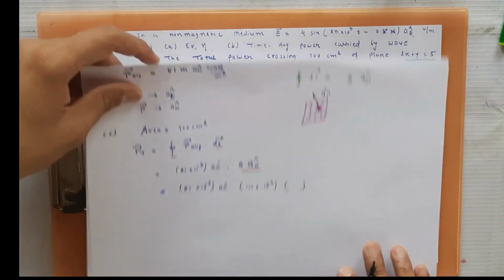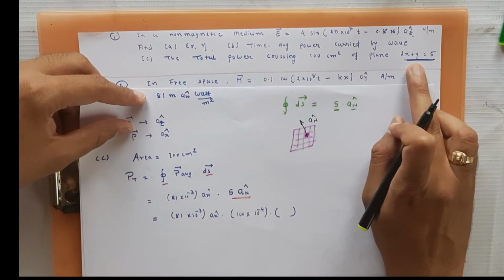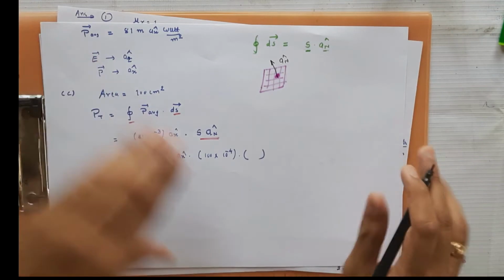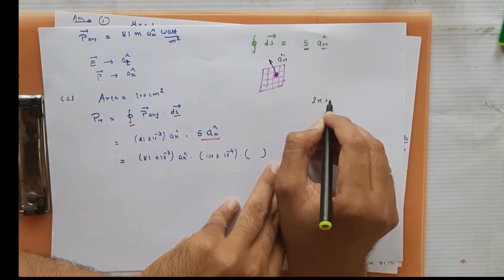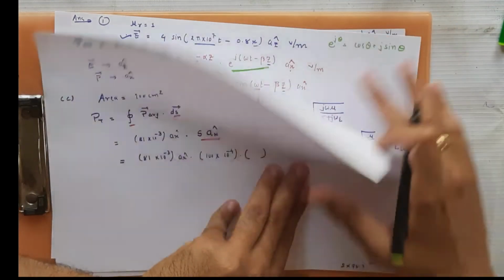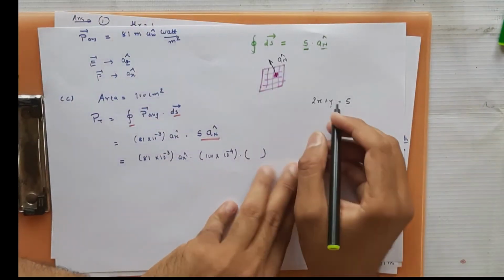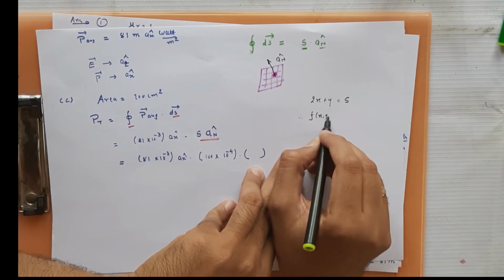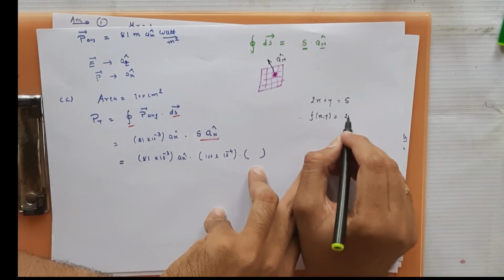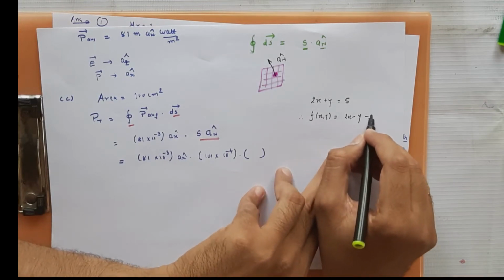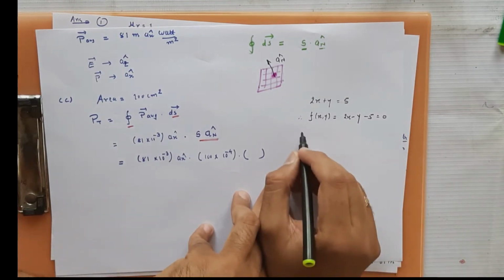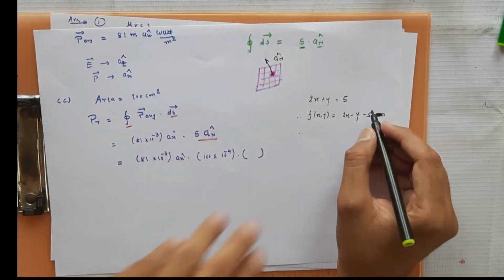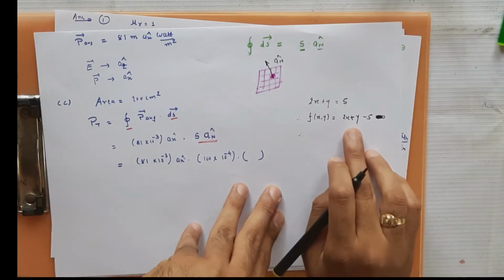So see here, the surface is given 2x plus y is equal to 5. This surface is a function of x and y. Okay, so for example I would write f of x y is equal to 2x plus y minus 5 is equal to 0. Okay, so it's a surface equation.